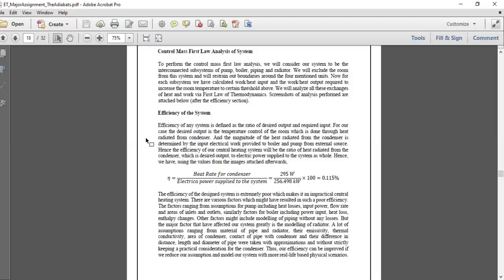And likewise, to achieve this task, we have to connect boiler and pump with electricity outlets. Hence, we can determine our efficiency by taking the ratio of heat rate of condenser to the total electrical power supplied to the system. So substituting the value, we realize that our efficiency is coming to an extremely poor range.